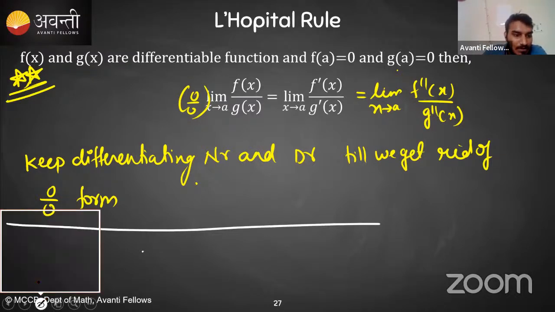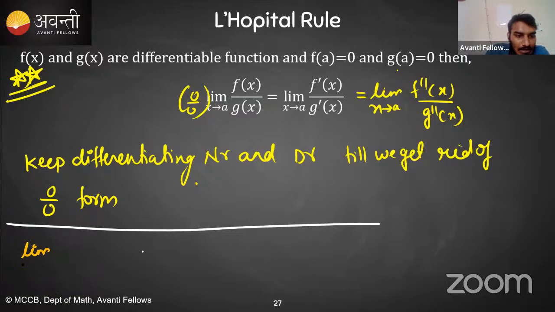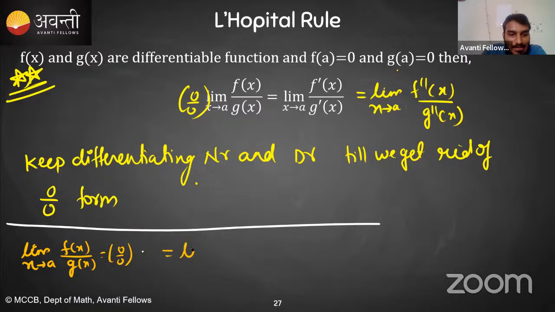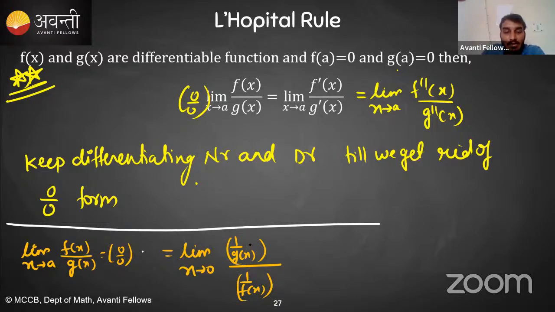See everyone, it is nothing but limit x tends to a of f of x divided by g of x. Yes or no? So it is 0 by 0 form. Tell me, can I write this as limit x tends to a of 1 upon g of x divided by 1 upon f of x? Can I write it like this or not? Again, it is nothing but f of x upon g of x. But as soon as you write it like 1 upon g of x upon 1 upon f of x, now this is no longer in 0 by 0 form.